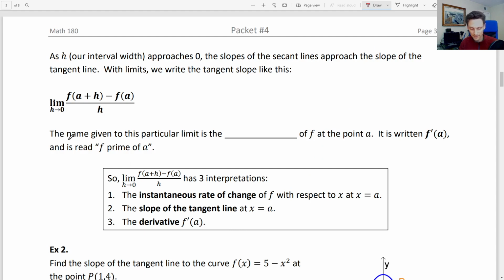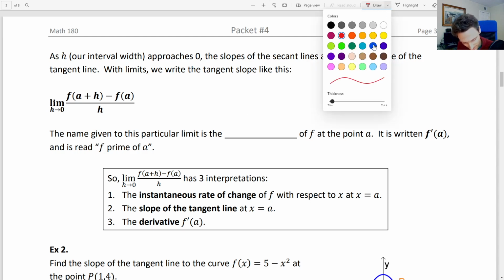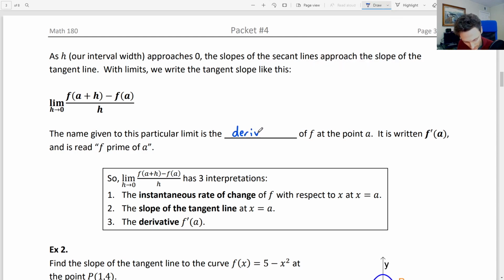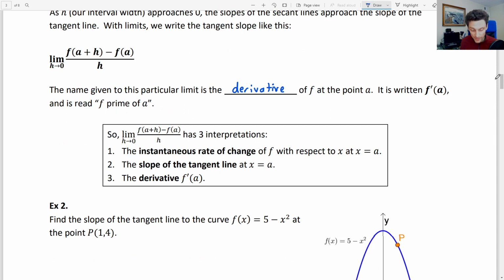So coming back to the notes, the name that we give this particular limit is called the derivative of f at the point a. And it's written f prime, so this little apostrophe looking thing is called prime, and so it's read f prime of a. So now we've got three interpretations of this limit as h approaches 0 of the difference quotient, or of the slopes of the tangent lines.